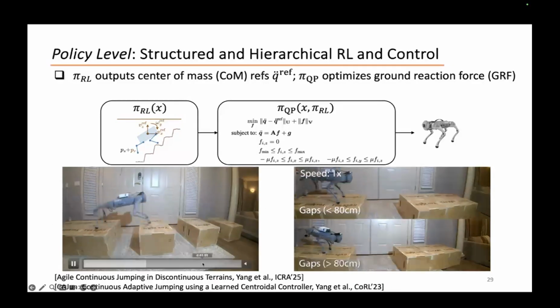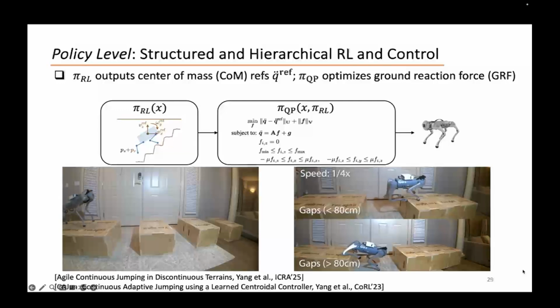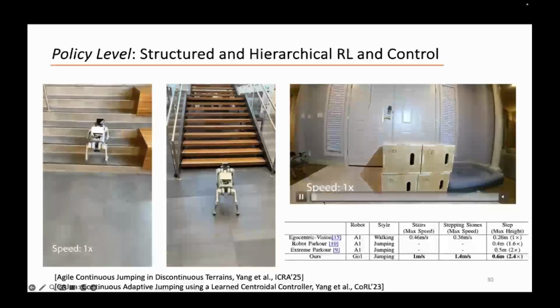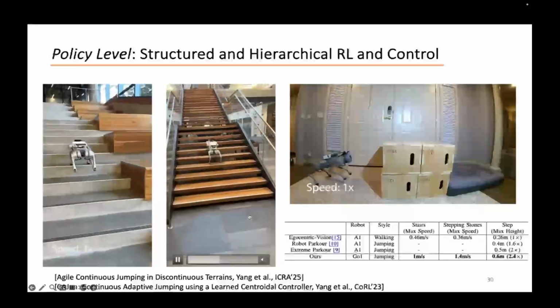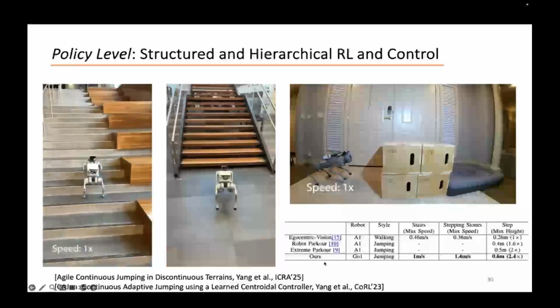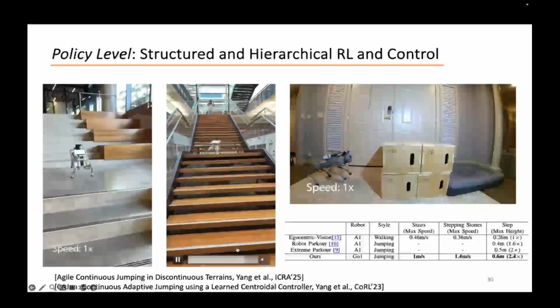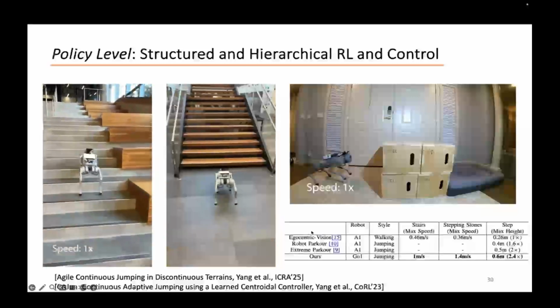And here you can see it can adapt, right? If the gap is too large, it decides to take an intermediate step. If the gap is within 80 centimeters, it's just a one-step jump. Yeah, you can see we can enable, I think for the first time, continuous jumping of a quadruped over stairs, right? Again, this is a real-time video and continuous jumping is pretty fast.